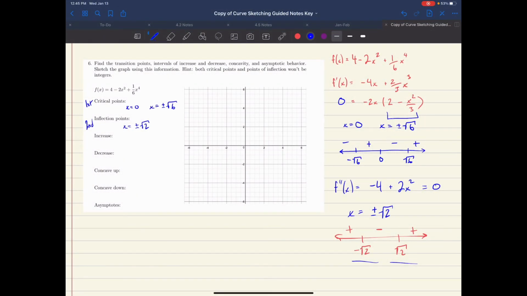Next we have the intervals of increase. Increase and decrease can be taken from the first derivative. The intervals of increase are where we have positive first derivative values. If you look at the number chart, number 1, we would have positive slopes between negative root 6 and 0 and from root 6 to infinity. Those are our intervals: negative root 6 to 0 and root 6 to infinity.